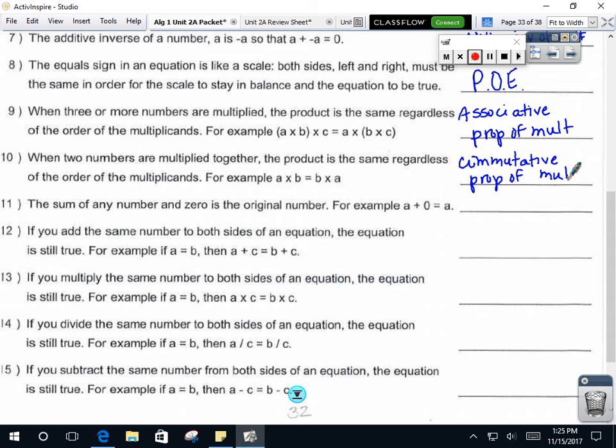There's not a commutative property for subtraction because subtraction order matters. Like you can't do 5 minus 2 and then do 2 minus 5. They're not the same thing. One is 3, one is negative 3.